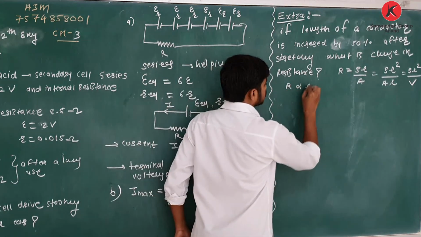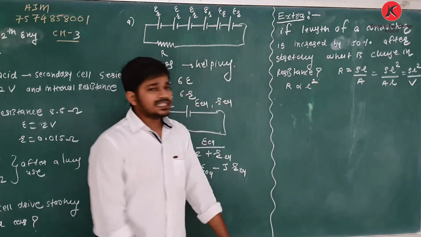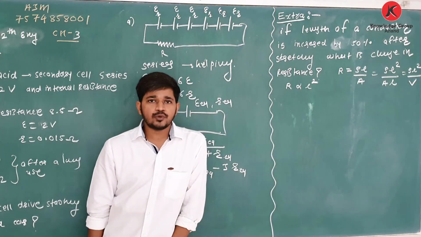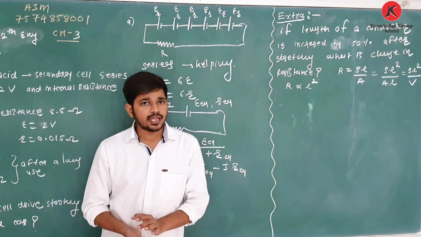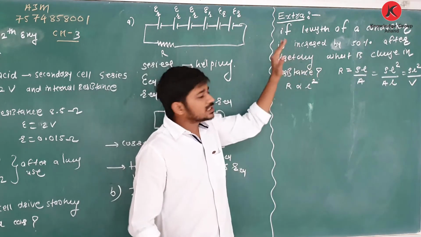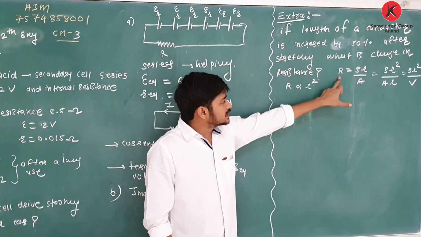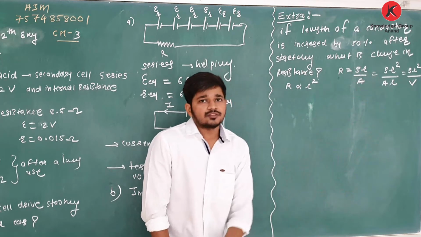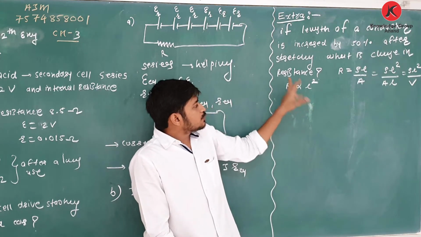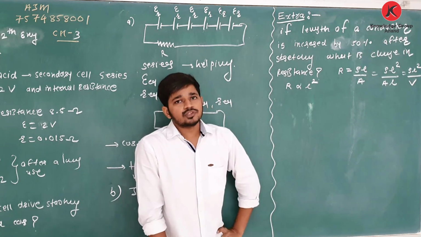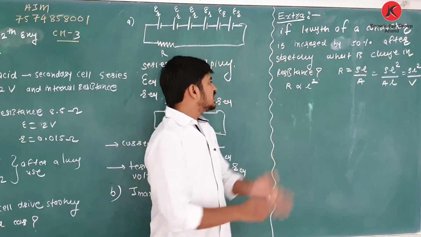R is proportional to L square. So yes, this point you have to remember. It is one important point. In stretching process, resistance does not depend only on length. It also depends on cross-sectional area. So it is relation: R is proportional to L square. Clear about this? Okay. Now, what is next?